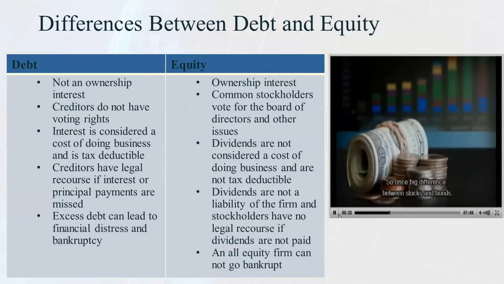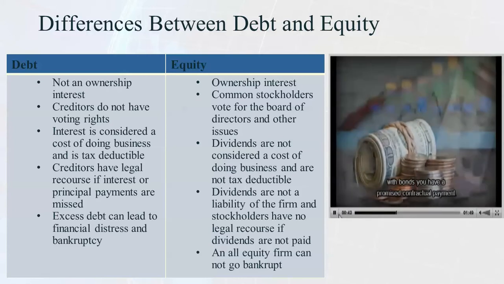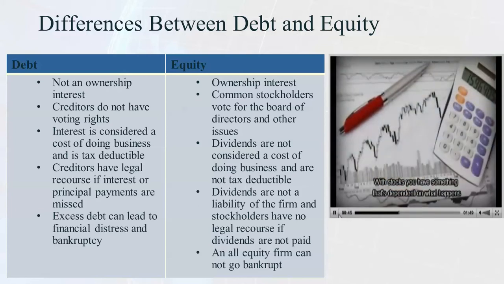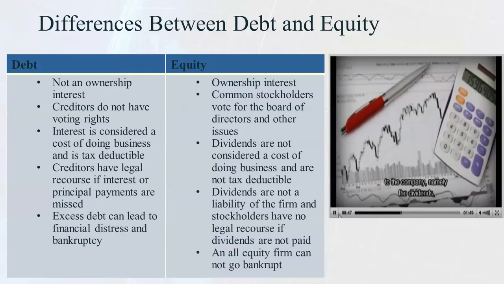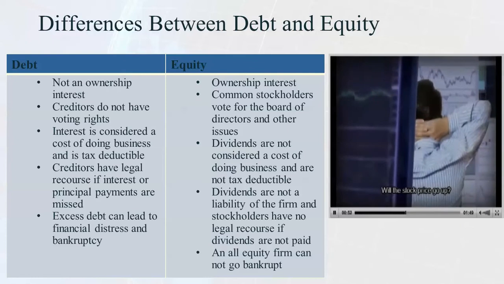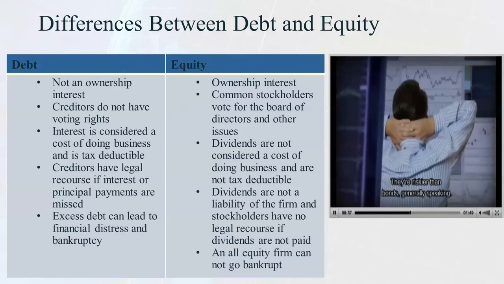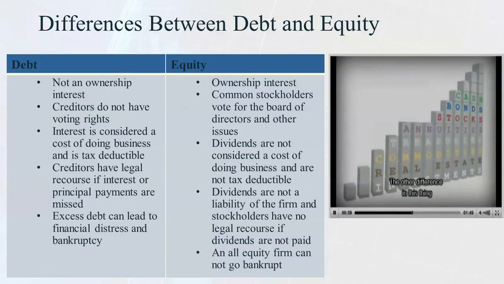So one big difference between stocks and bonds and their values is that with bonds you have a promised contractual payment. With stocks you have something that's dependent on what happens to the company, namely the dividends. Will the company make money and be able to pay dividends? Will the stock price go up, and will you get a capital gain? So you've got more uncertainty in the case of stocks. They're riskier than bonds, generally speaking. The other difference from a calculating standpoint is that when we dealt with bonds, we were dealing with these things called annuities that we discussed back in the time value of money chapter. Back there we talked about annuities.